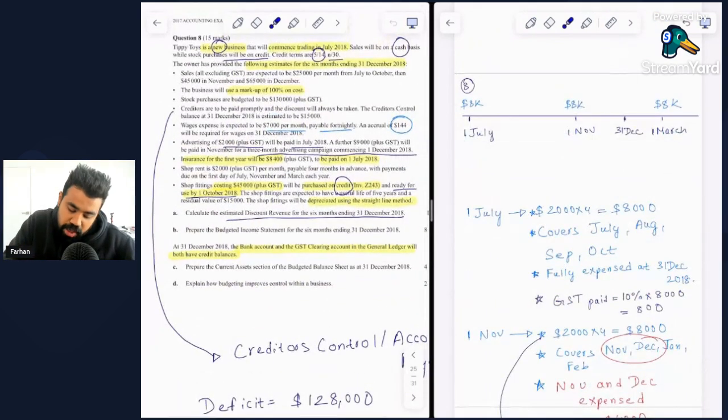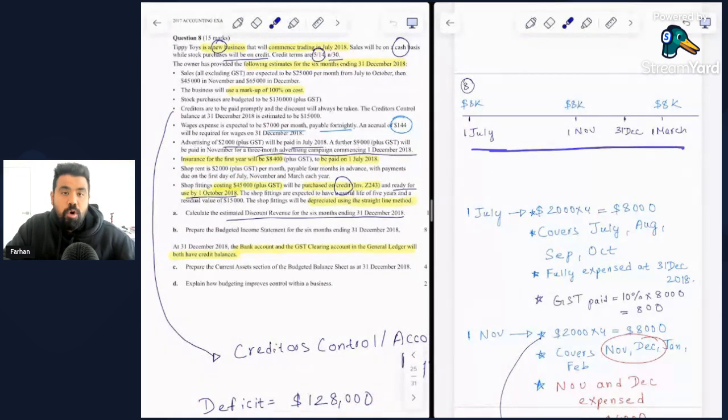Shop rent is $2,000 plus GST per month, payable 4 months in advance, with payments due on the first day of July, November, and March each year. So here I've drawn a timeline, and based on what we have just read, we know that we pay for rent 4 months in advance. We pay on 1 July, we pay on 1 November and 1 March. 31 December is the reporting day at the moment.